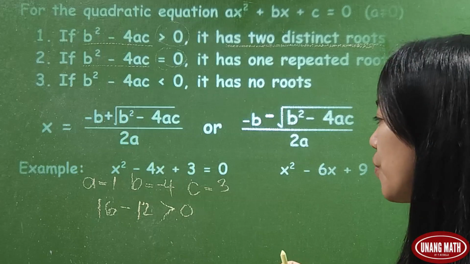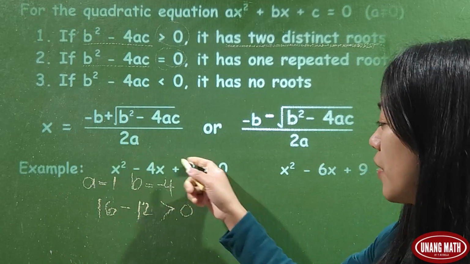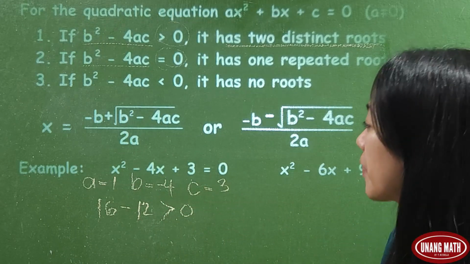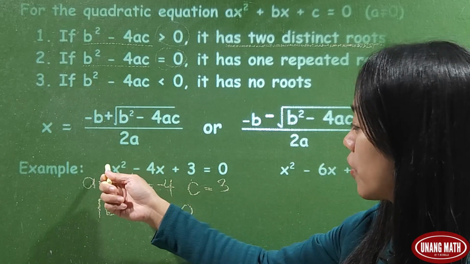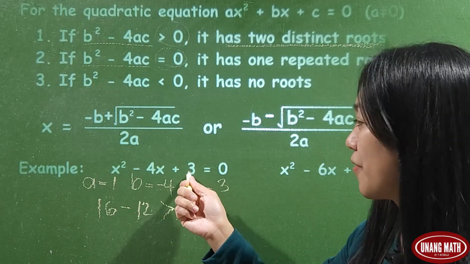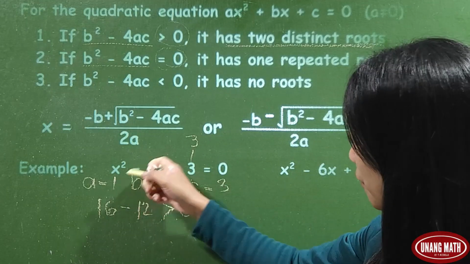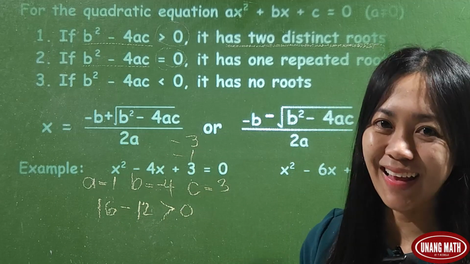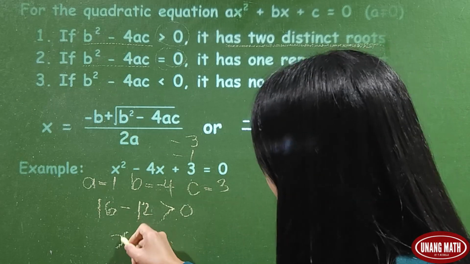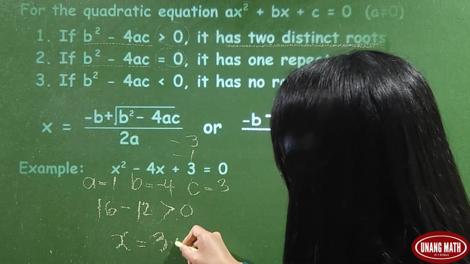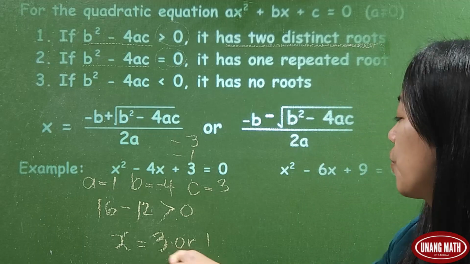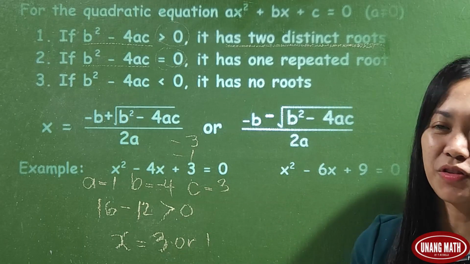Okay, now let's prove if this equation really has two solutions. Since the coefficient of x squared is 1, let's get the factors of 3, 3 and 1. Since this is -4, it means both are negative. So x here then is 3 or 1. So we really have two solutions.